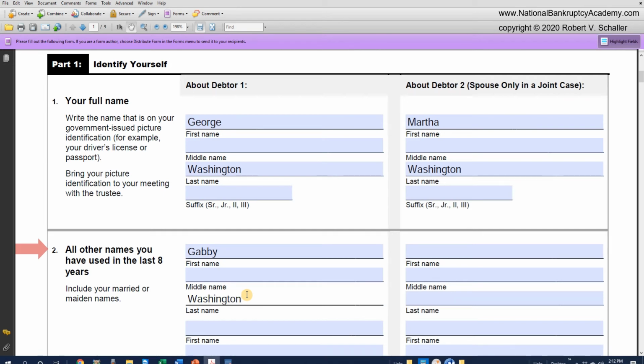Now over here on Debtor 2, which is the wife Martha, let's assume in this particular case George and Martha were married 5 years ago. Then she would have been using her maiden name within the last 8 years. That is, the 3 years prior to the 5 years that they've been married. So let's say her name was Martha Dandridge. That's her maiden name.